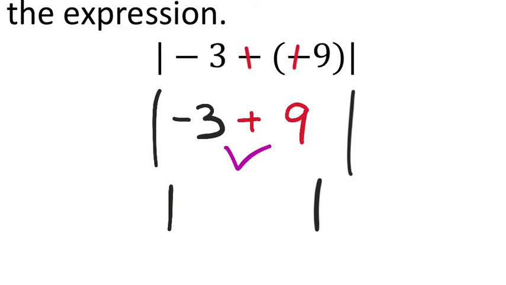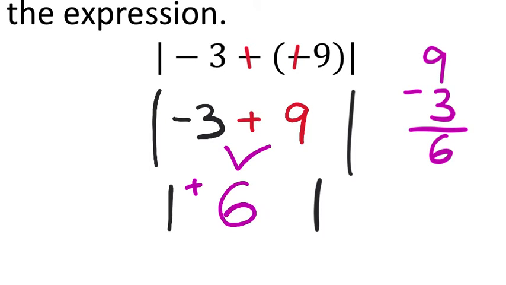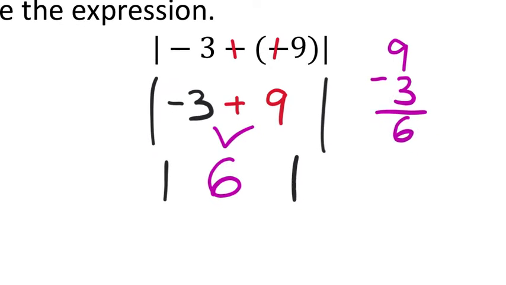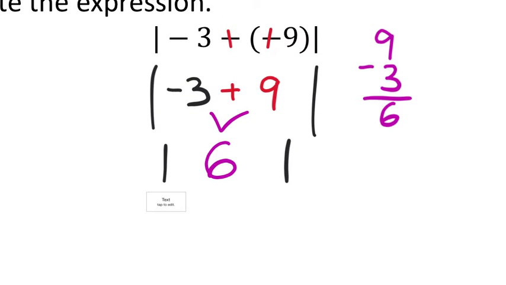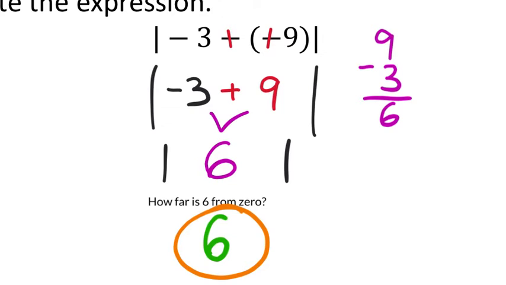Now I see there's more positives here than negatives, which means the answer will be a positive. Then you just take the big number and subtract the small number. 9 minus 3 is 6. So that's how positive this will be, +6. Don't really need the positive sign. And the last thing here is the absolute value of 6, which is asking how far is 6 from 0? Well, last time I checked, 6 was 6 away from 0, and that would be my final answer.